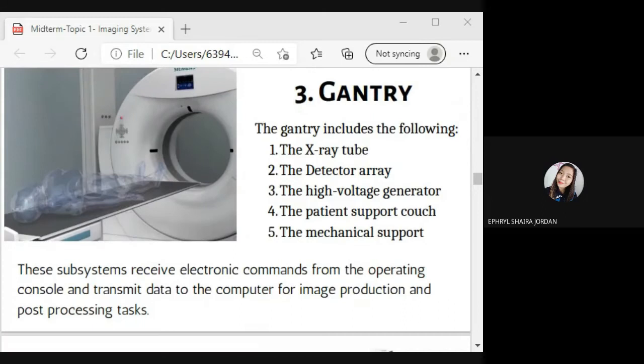The third major component of a CT imaging system is the gantry. The gantry includes the following: the X-ray tube, the detector array, the high voltage generator, the patient support couch, and the mechanical support. These subsystems receive electronic commands from the operating console and transmit data to the computer for image production and post-processing tasks. Now we will discuss one by one these subsystems of the gantry.